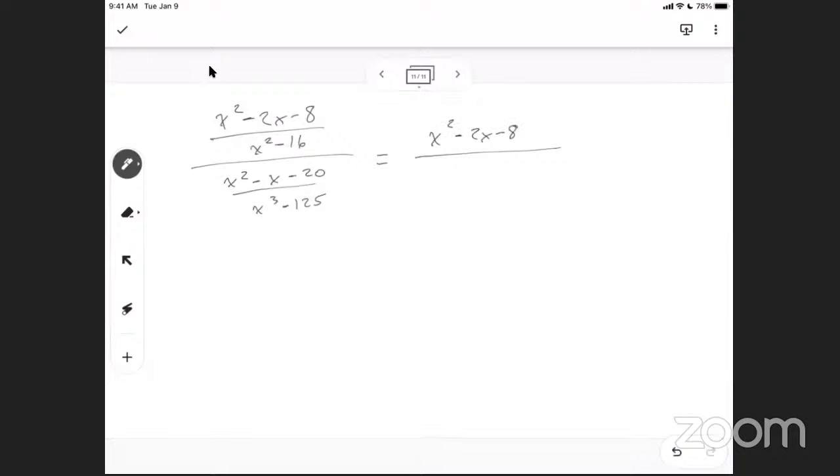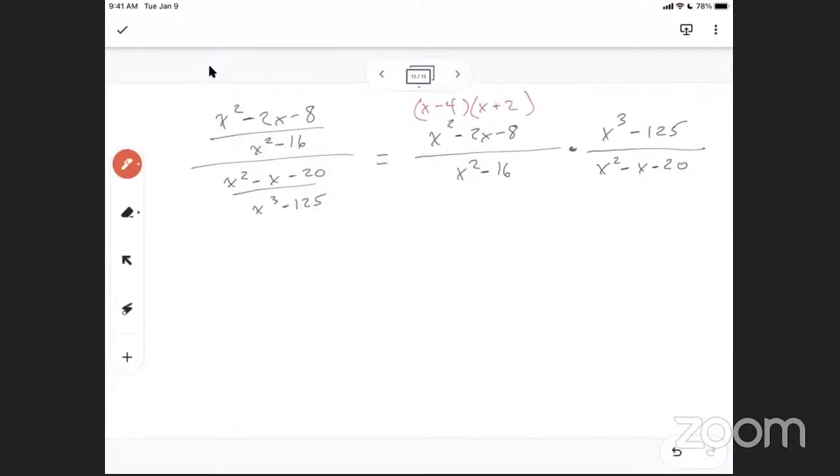So here, I'm going to rewrite this so you guys can see what I'm talking about. Times, see what I'm doing? And then flip it. Flip the bottom one, because dividing by a fraction is the same as multiplying by the reciprocal. Okay. And now we're going to factor and cancel. Can I just write it above it? What does the top factor into? X minus 4, x plus 2.